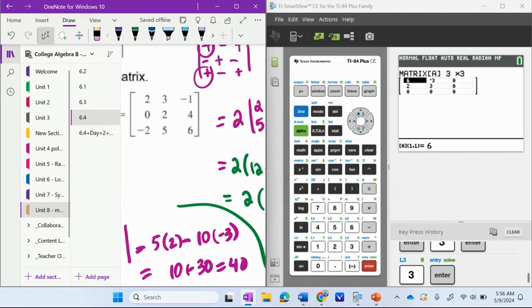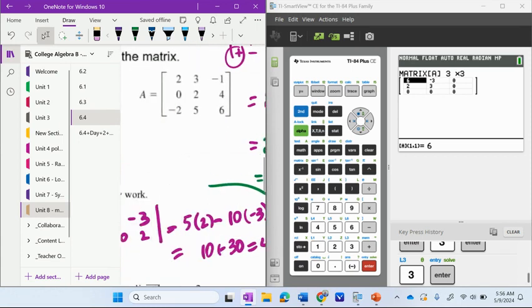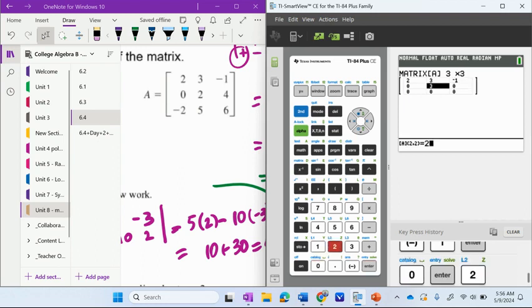And my numbers are, let me erase what's there, I can't see it. 2, 3, oops, go over here, sorry. Back to this, just start over here. So 2, 3, and negative 1. 0, 2, 4. Then negative 2, 5, and 6. Get out of this by hitting second mode.